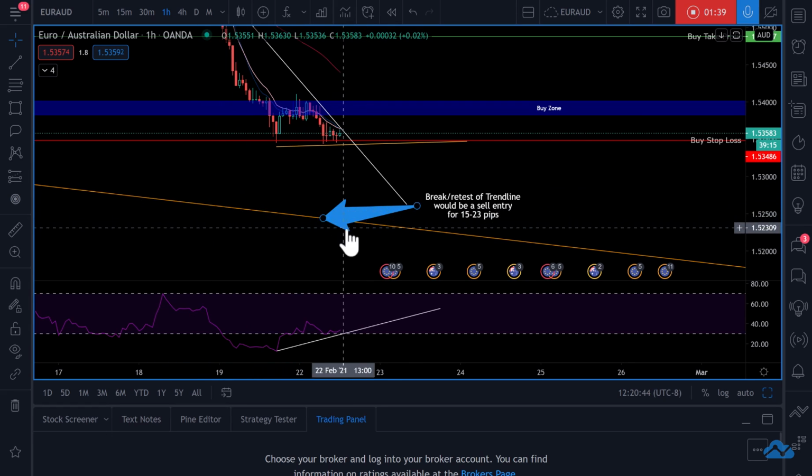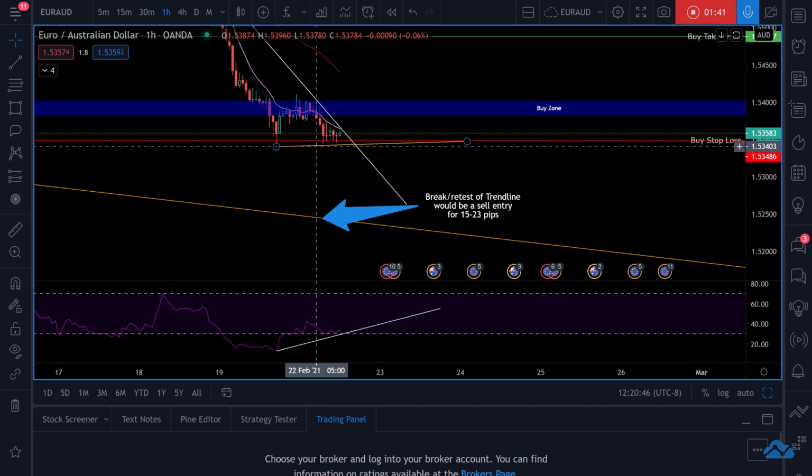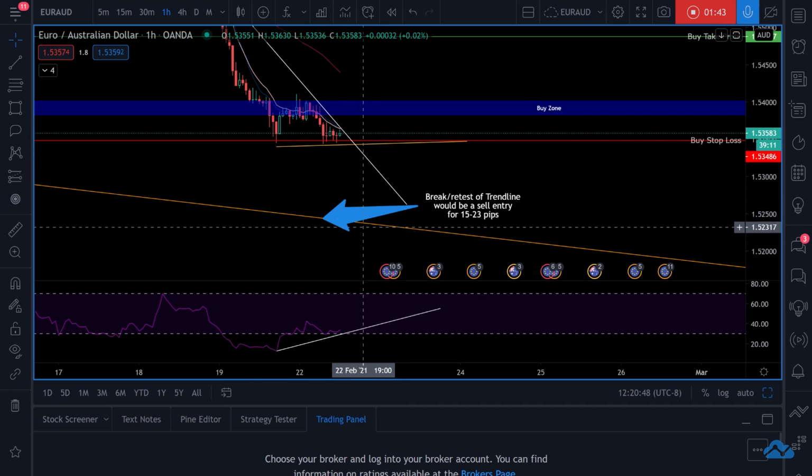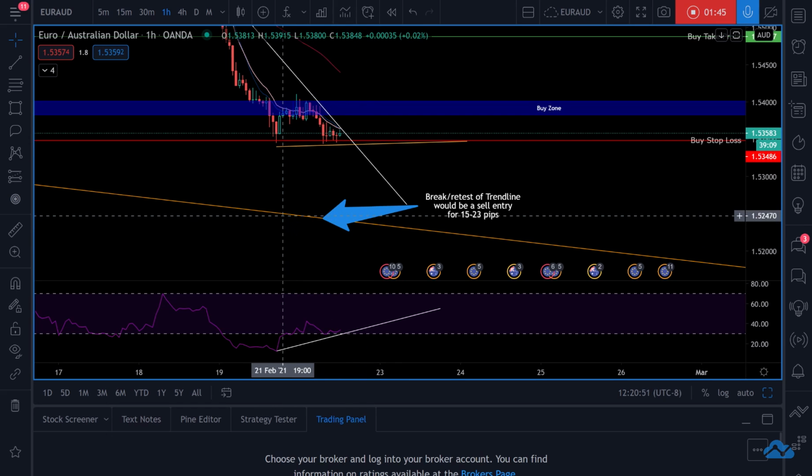This yellow trend line right here at the bottom, not this yellow one, this orange one here, this trend line is from the daily time frame. This is a strong trend line, so break of that trend line would be a solid sell entry. And because of this, I'd look for a break and retest of this trend line, because a break of the trend line could be just as well a turnaround.